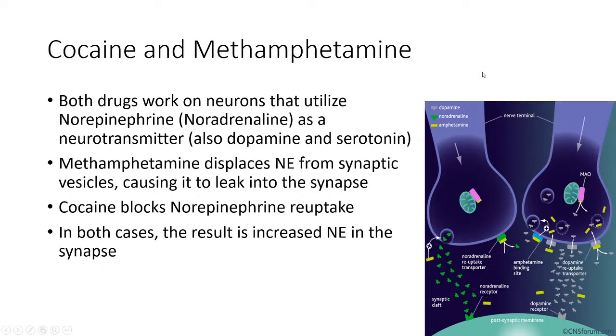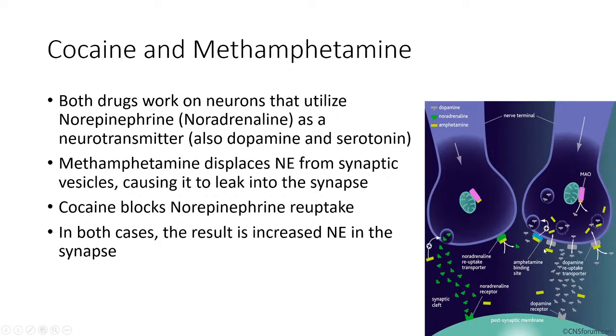Now here we're talking about cocaine and methamphetamine. Both drugs are going to work on neurons that utilize norepinephrine, but also dopamine and serotonin. And so methamphetamine is going to displace norepinephrine from the synaptic vesicles. You see these synaptic vesicles down here? Methamphetamine is going to displace norepinephrine from the synaptic vesicle, basically force it out of the synaptic vesicle and force it to leak into the synaptic cleft.